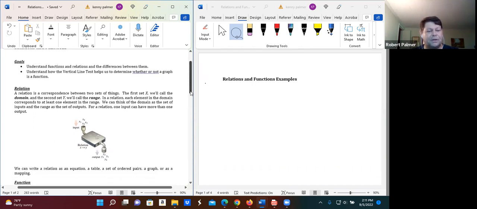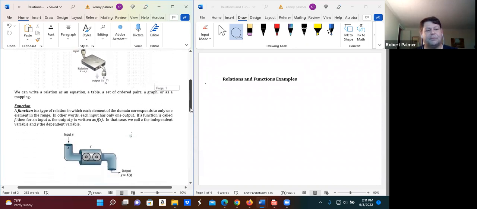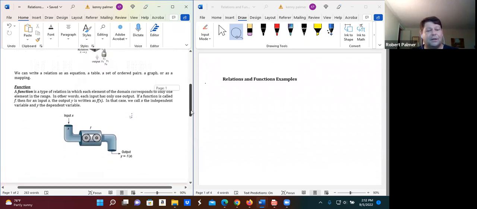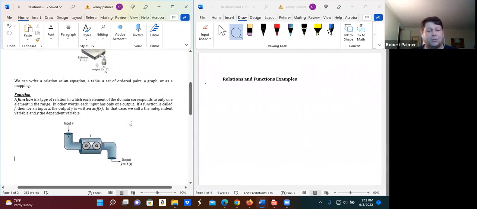Now, it says we can write a relation and a function as well, as we'll see, in different ways. There's an equation, a table, a set of ordered pairs, or a graph, or even what's called a mapping. We'll look at some examples of those in a moment. Then a function is also a relation. I'll just read this as well. It is a type of relation in which each element of the domain corresponds to only one element of the range. In other words, each input has only one output.